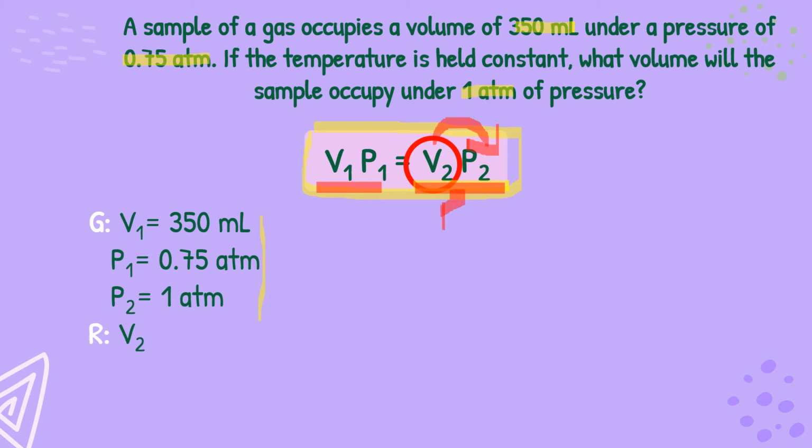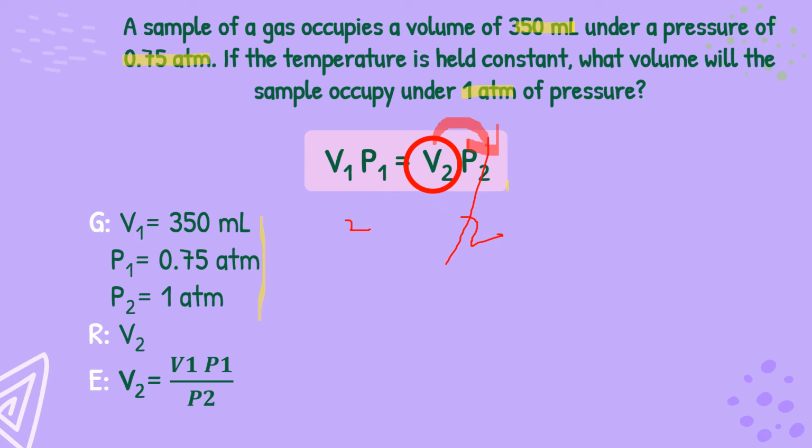So we need to divide both sides by the final pressure to cancel out the final pressure on one side of the equal sign, and we will come up with this equation wherein final volume is equal to the product of initial pressure and initial volume over the final pressure. So now let's use that equation to identify the final volume.